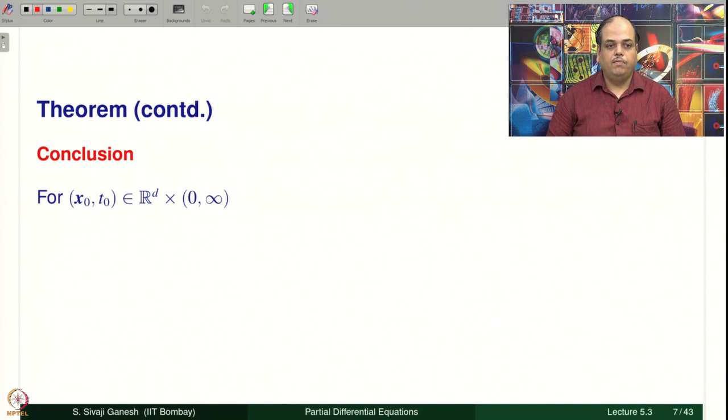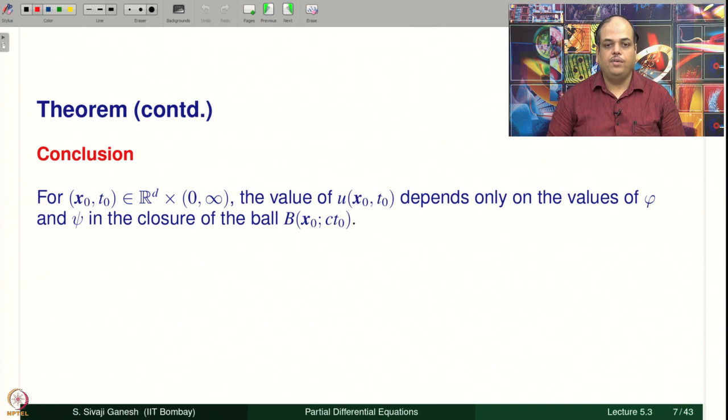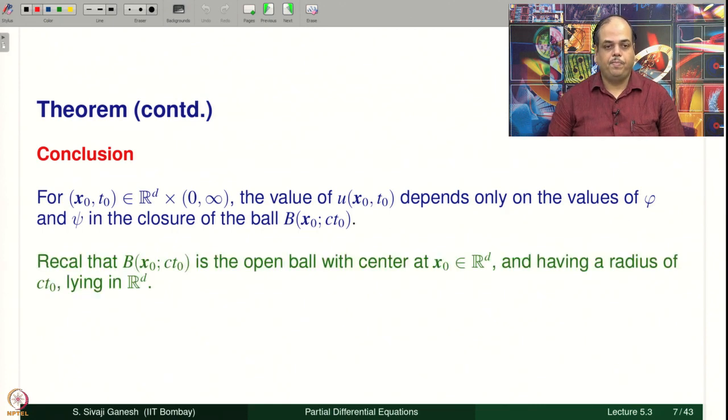Conclusion: for (x_0, t_0), a point in space-time, the value of u(x_0, t_0) depends only on the values of phi and psi in the closure of the open ball with center x_0 and radius c t_0. The closure of this open ball is nothing but the closed ball with the same radius and center. Recall that B(x_0, c t_0) is the open ball with center at x_0 in R^d and having radius c t_0.